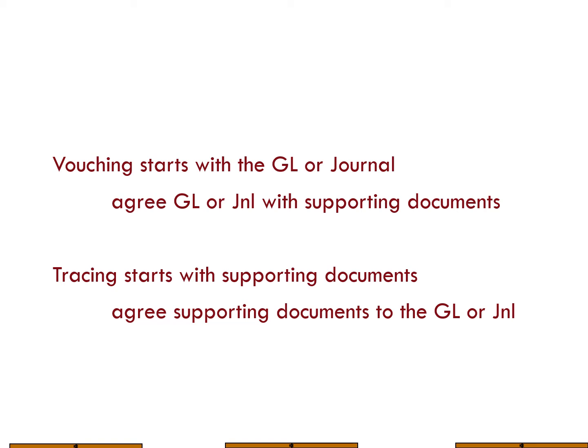We're going to pull a sales order and find a corresponding shipping document, corresponding invoice, trace it into the journal and then the ledger. Vouching, on the other hand, goes the opposite direction. Vouching, we'd start with the sales journal, and then we'd find the invoice that supports the sales journal, the shipping document that supports the invoice, and the sales order corresponding with the shipping document.